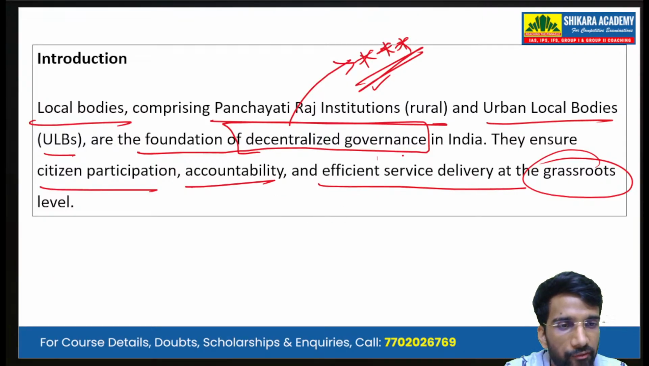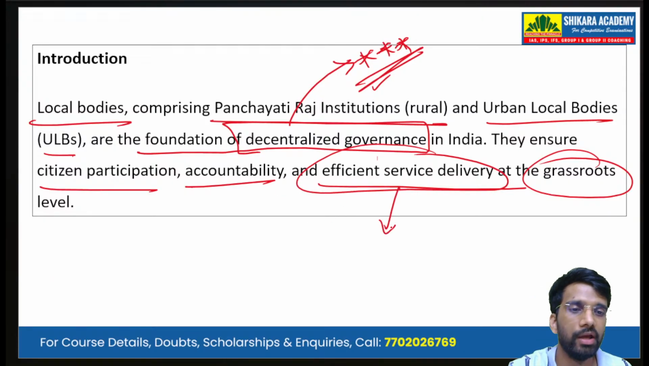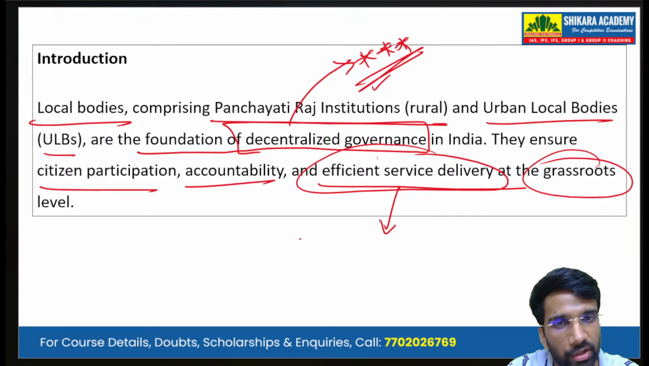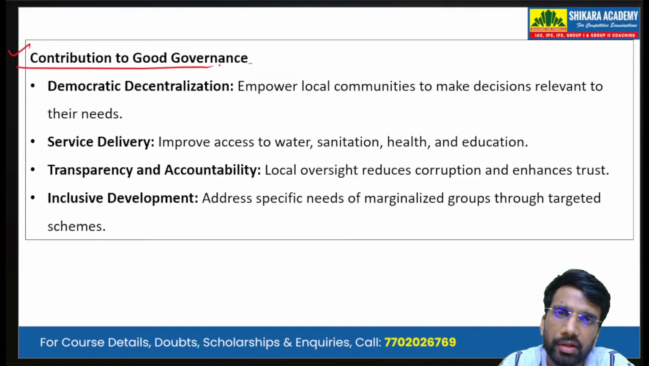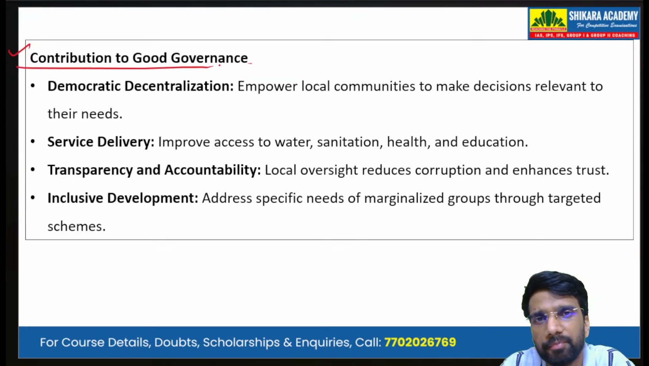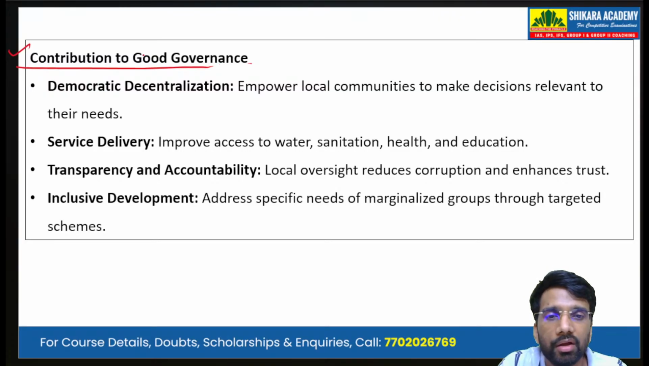And it ensures effective, efficient service delivery at the grassroots level, because these local bodies function at the grassroots level. Then we write the contribution to good governance. What is the contribution of these local bodies in good governance?